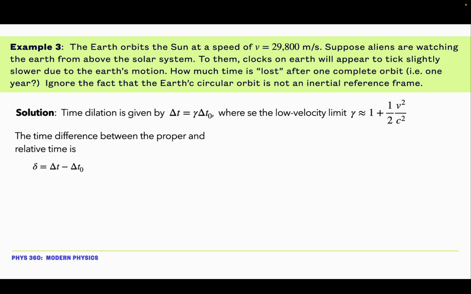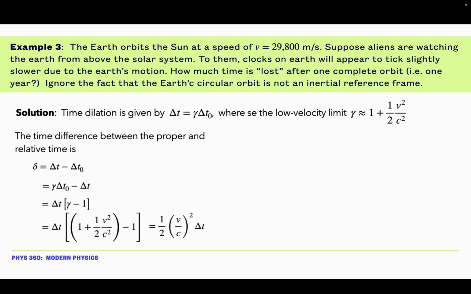So we'll define this lowercase delta as the difference, the time dilated amount minus the proper time. Remember, delta t is just gamma delta t naught. That's the time dilation equation. You can factor out delta t naught, and then substitute in for gamma this quantity, 1 plus 1/2 v squared over c squared. The ones will cancel out, and the difference between the times is just 1/2 v squared over c squared times delta t. So now you can plug in the values.